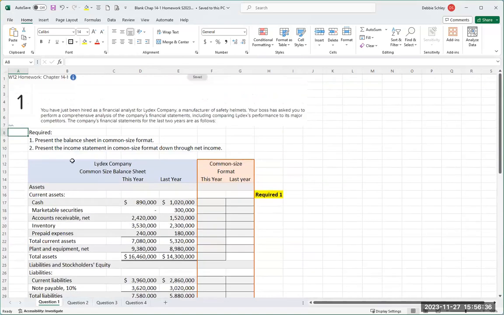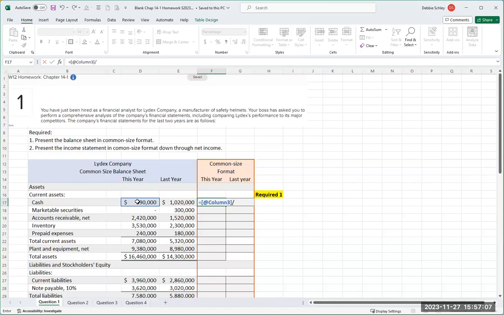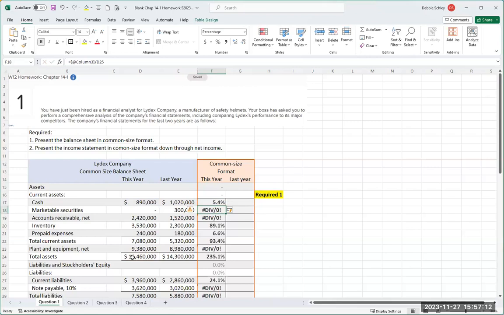Okay, what they want me to do is present the balance sheet in common size format and then do the income statement in common size format down through net income. So this is a fairly simple process. Let's just deal with the assets first. To get this down to common size, that's going to be a percentage. And so that's going to equal this year's cash divided by this year's total assets.